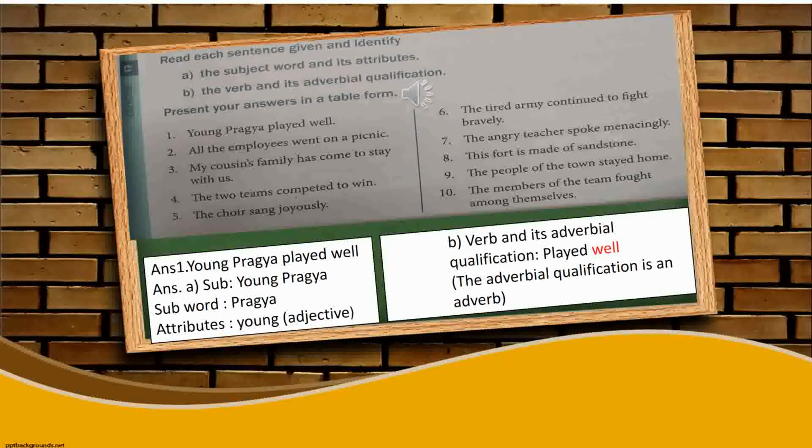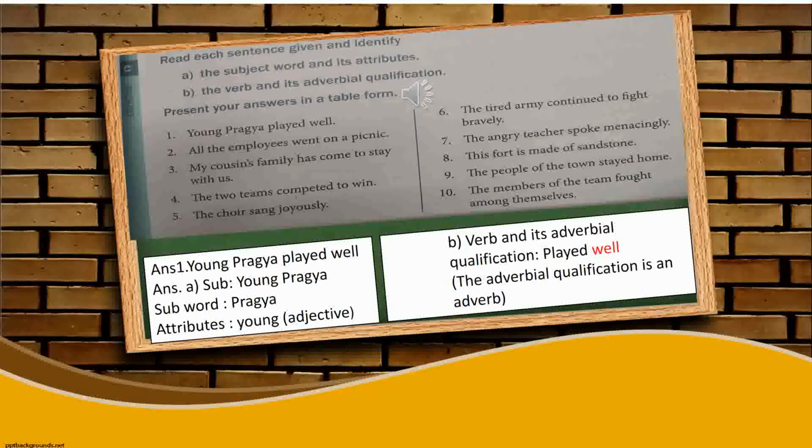So dear students, now let us move into the third exercise of the chapter. Here we have to read each sentence and identify the subject word and its attributes, and the verb and its adverbial qualification. So the first answer I have solved for you. You can see here, in this case, the young Pragya played well.